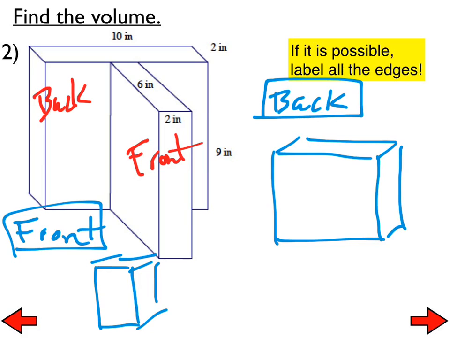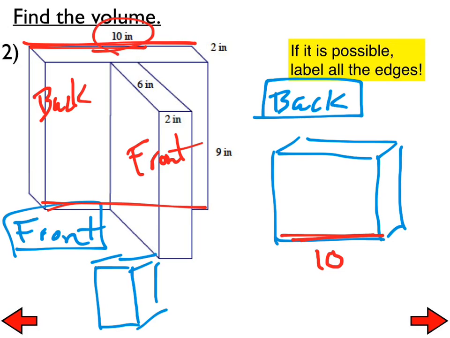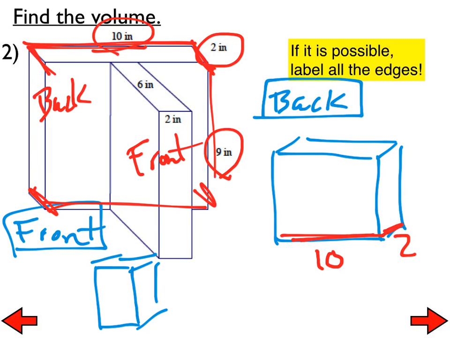So the length here on the back piece has to be 10. I'm leaving out the units for right now, but it has to be 10 because it's 10 all the way across right there, which is all the way in the front right here. The 2 here happens to be the width of that thing, because if it's 2 right there, it's 2 right there, therefore it's 2 right there. And then the height of this thing from here to here is the height right here. So I'm doing that to show you that to find the volume of that back piece, it's, of course, 20 times 9, or 180.